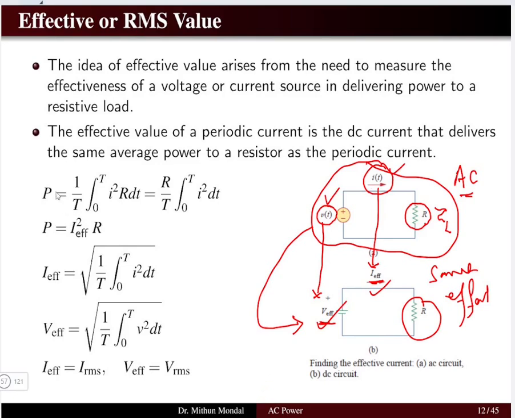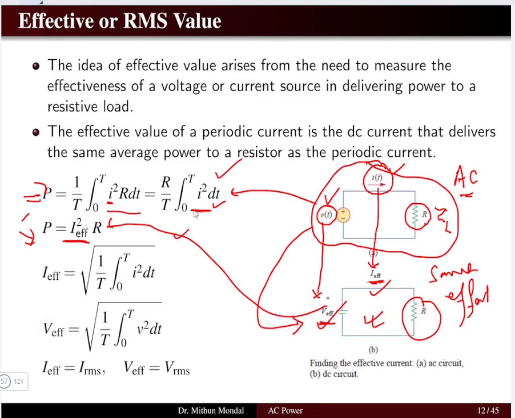So this value and this value we are going to derive from the values of the voltage and the current. The average power P is equal to 1 by T integral of i squared R dt. Now remember, here small i indicates the instantaneous value of the current. Now here we are getting R by T integral from 0 to T of i squared dt. The power in this network is basically I effective squared into R. So this circuit is from here, and this equation is from here. If we equate this power and this power, we get that the effective value of the current is equal to the square root of 1 by T integral from 0 to T of i squared dt.